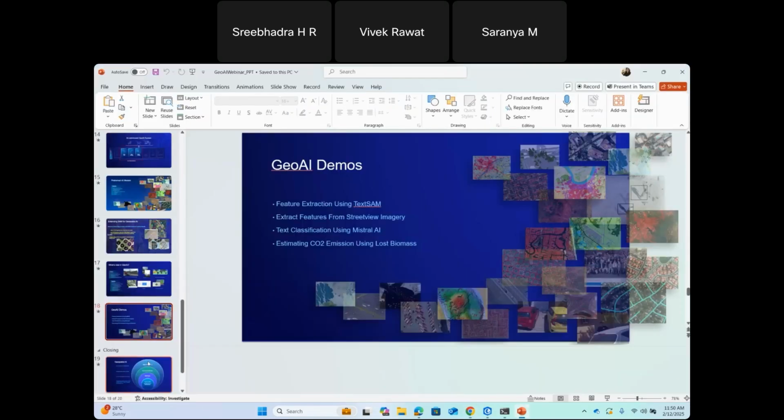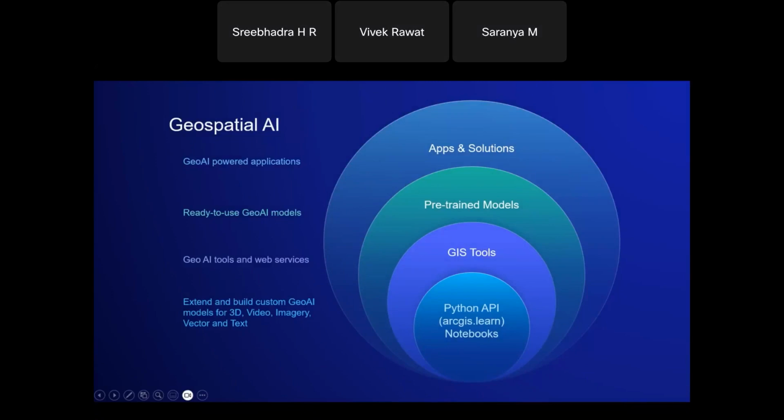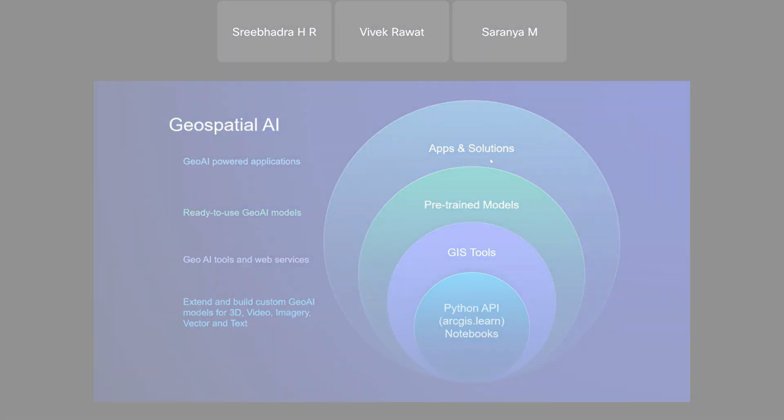So, in short, we have covered these many things. We have seen ready-to-use GeoAI models. We have seen some of the tools and how we can use them within the platform or within the notebook, how we can train the model, and within ArcGIS Pro, how we can use the model. And we have seen how we can bring the output into web apps so that we can visualize it better and analyze it better.